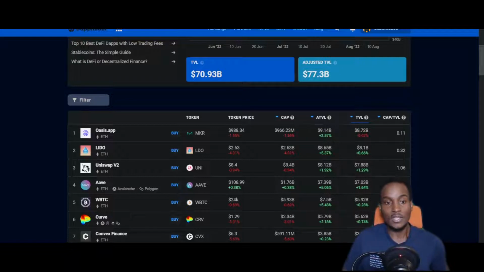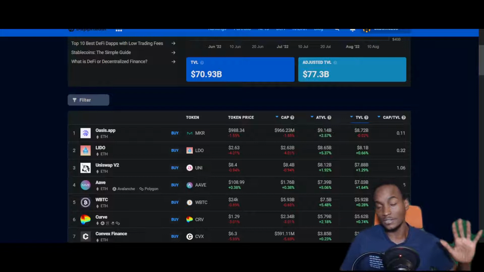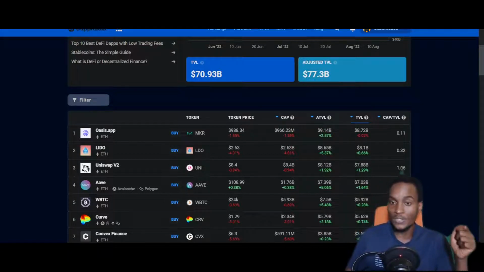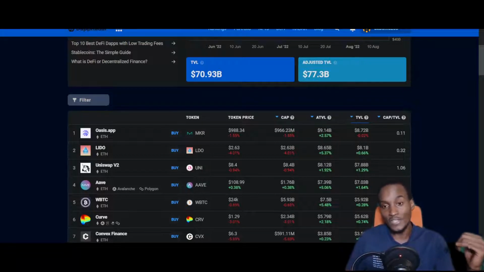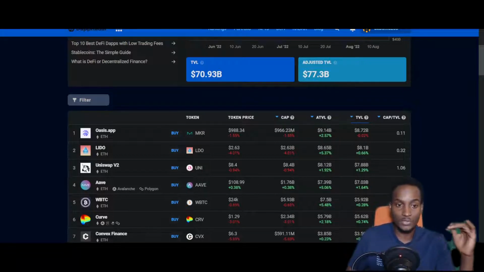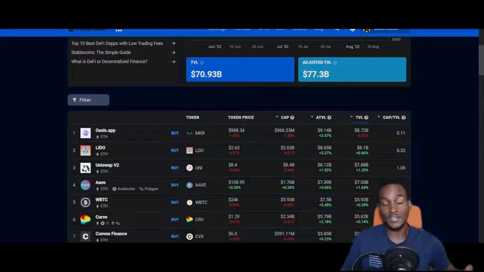For example, you can look at Oasis.app, which has had an all-time value of 9 billion, and currently its token is 66 million in total market capitalization. The all-time total value locked was 9 billion, but the current total value locked is 8 billion. So you're seeing billions of dollars locked into these decentralized finance platforms, which are clearly going to be the leaders in the future, because the market is realizing that centralization is not very good. Lido Finance, which is staking Ethereum, is at the top here.